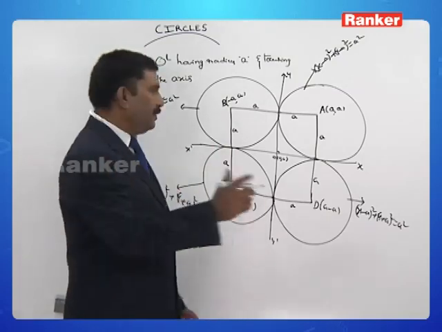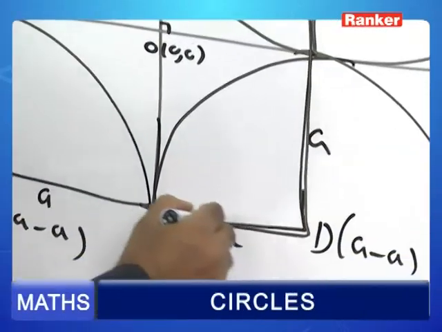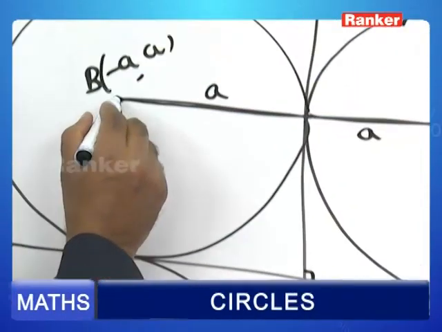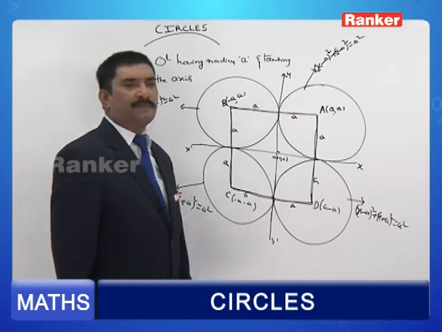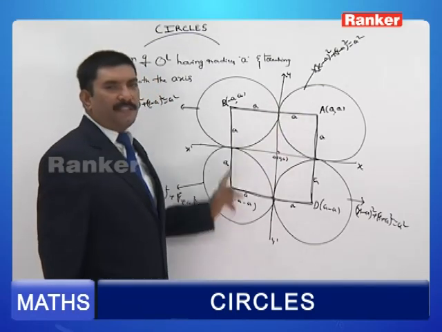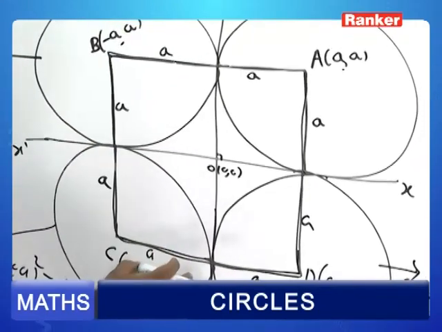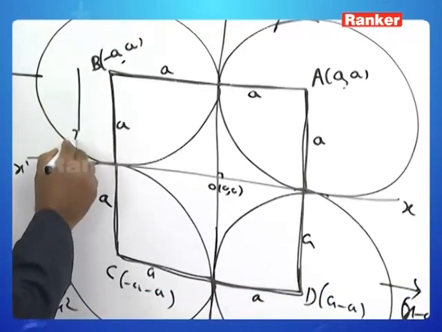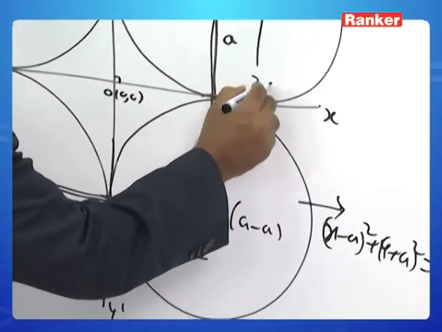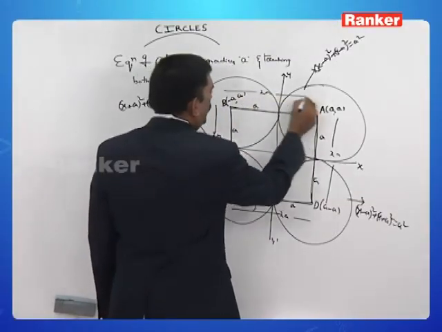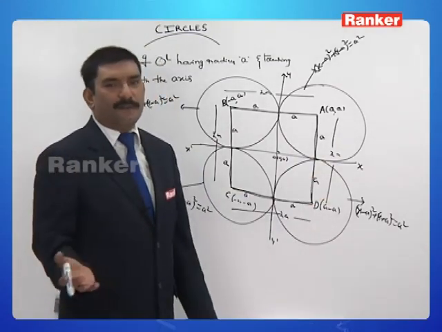Now I want to find out the area of this quadrilateral. A quadrilateral can be a rectangle, rhombus or square, depending upon the lengths of the sides. So now ABCD is a quadrilateral. This radius is a, this also a, this also a, this also a. The total length is 2a. This length is also 2a, this length is also 2a, this length is also 2a. Therefore, we can say the quadrilateral ABCD is a square.